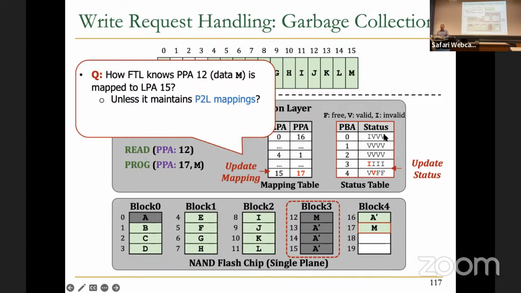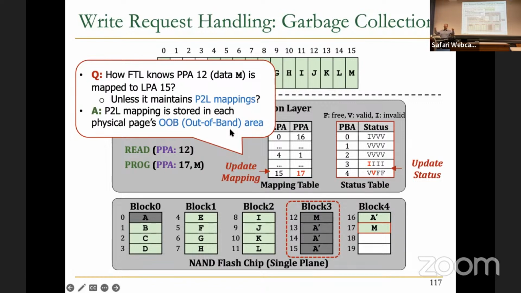For that, first of all, you can actually have another table for physical to logical mapping. But people do that by storing it in each physical page's out-of-band area. We showed that for every page, we have some extra bits that we use as metadata. So you can store that logical information, like the P2L, the physical to logical mapping, as some additional bits to the page. So when you write to the flash, you also write what was the logical address for my data.